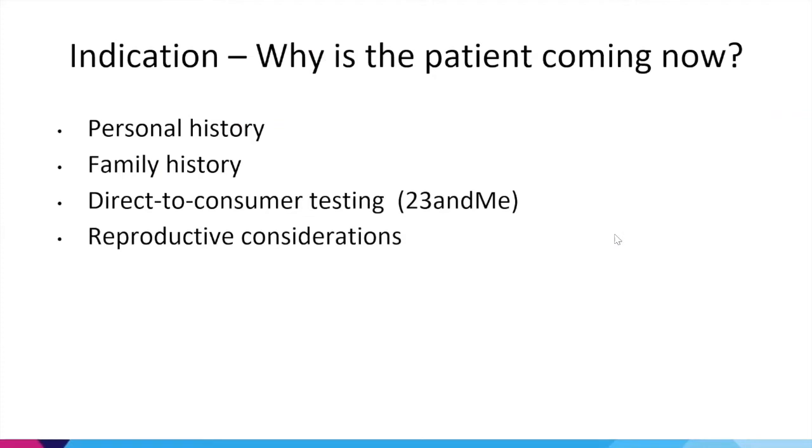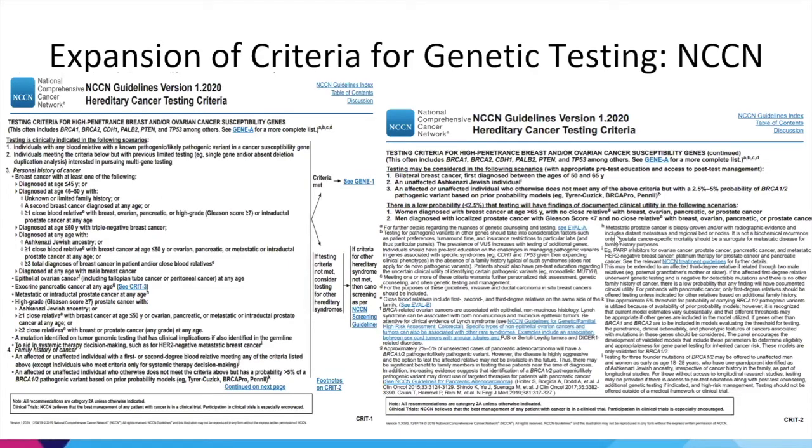When we evaluate the indication, it's really important for us or other providers to know why the patient is coming in now. And so sometimes patients come in because of a personal history, and so that could be due to a recent diagnosis, and that can help the patient make a surgical decision or a treatment-related decision. It could be a family history, so someone who's unaffected but is trying to determine what their management should be going forward based on their family history. And two more newer reasons for referral include direct-to-consumer testing, which we'll talk about more, and reproductive considerations, which we'll also talk about more.